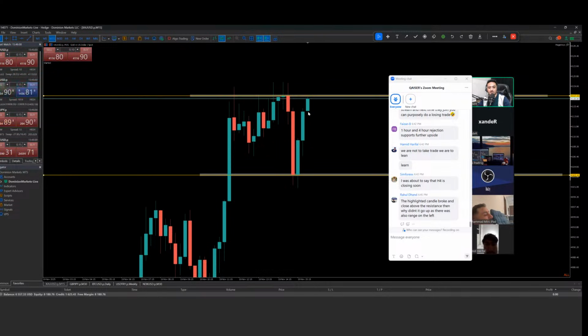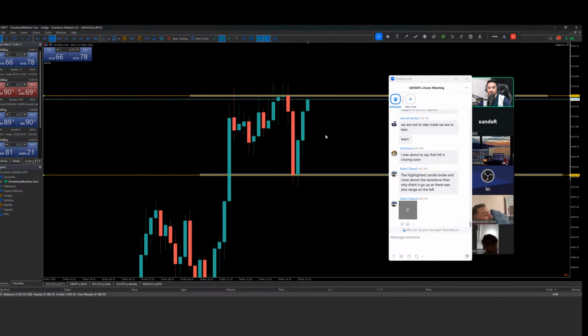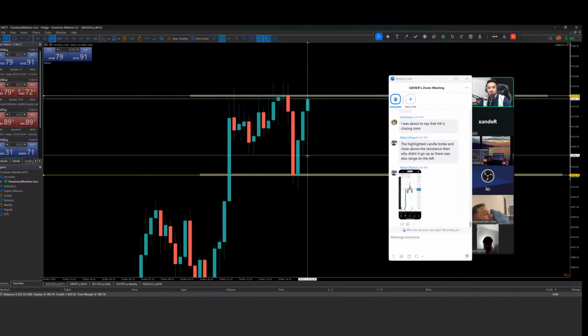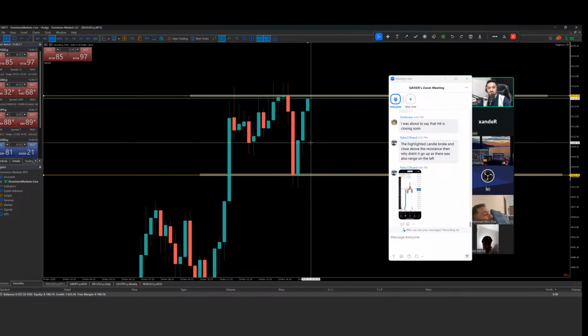This can do not have a bottom wick. The highlighted candle broke and closed above the resistance. Then why didn't it go up, as there was also range on the left hand side? It just went upside. Look at this one. Did it break the low of the previous candle? It didn't. It just went upside.